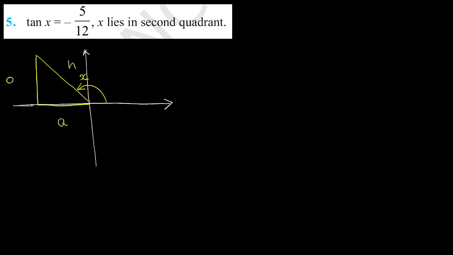Please, if you don't understand, you can ask me. Tan x is the ratio. Don't look at the negative sign. Look at the ratio. Tan x is opposite by adjacent.